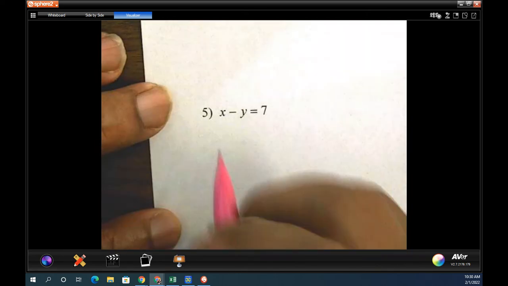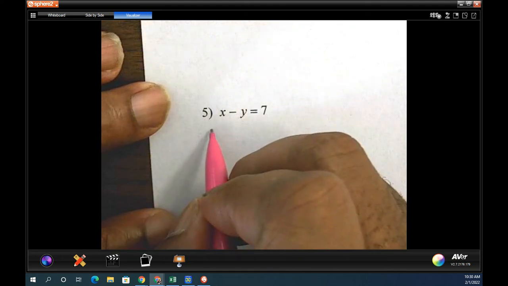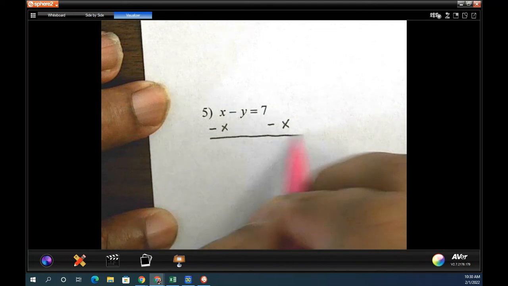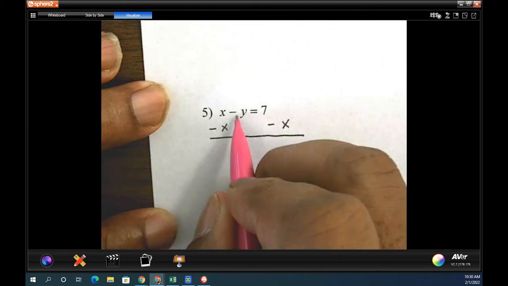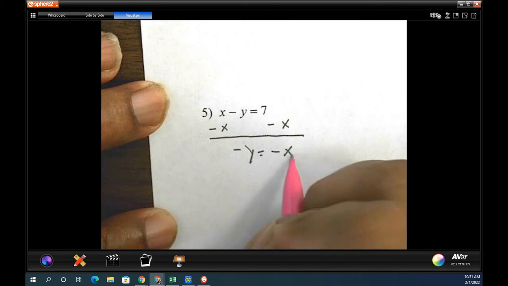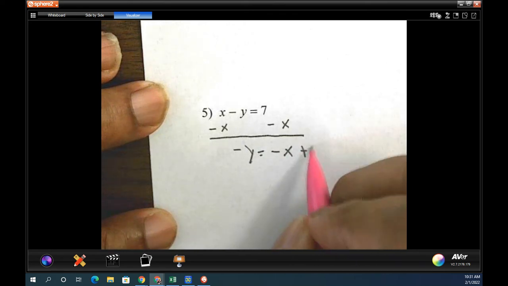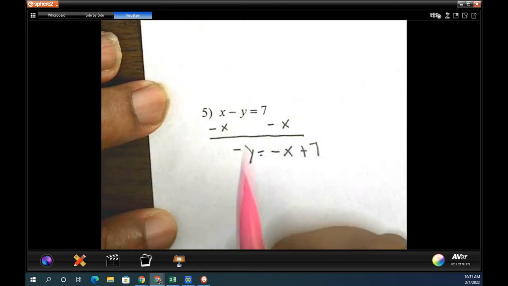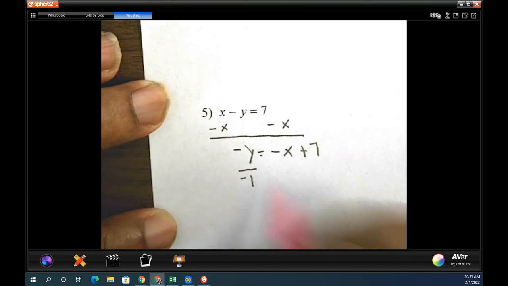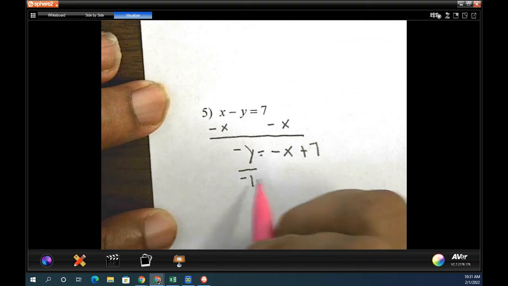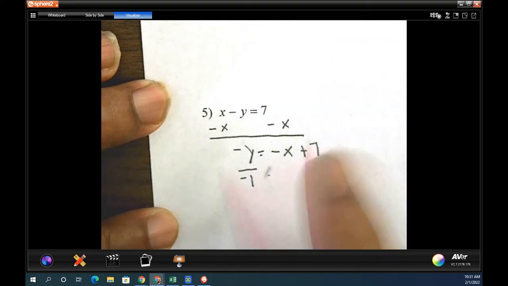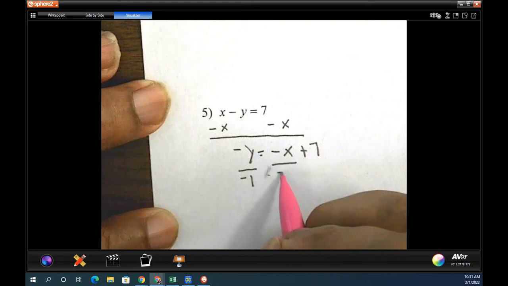Okay. Be careful. There's a lot of 1s here. Subtract x from both sides. So that's negative y is equal to negative x plus 7. 7 is positive. Then divide everything by negative 1. The coefficient's negative 1. Y cannot be negative. So I divide everything by negative 1.